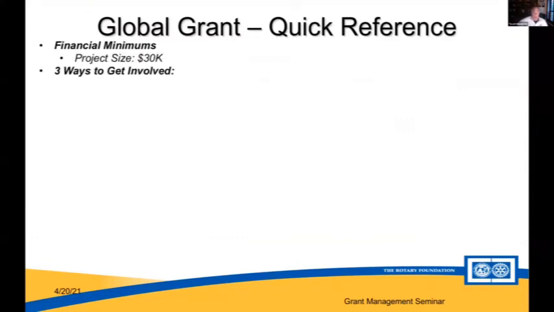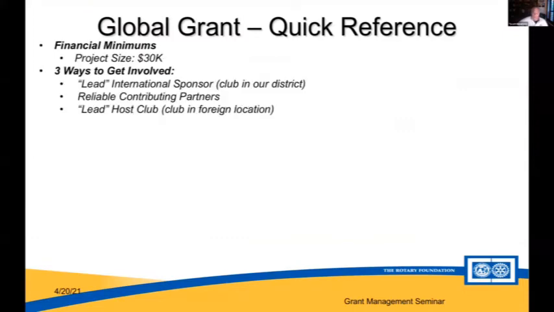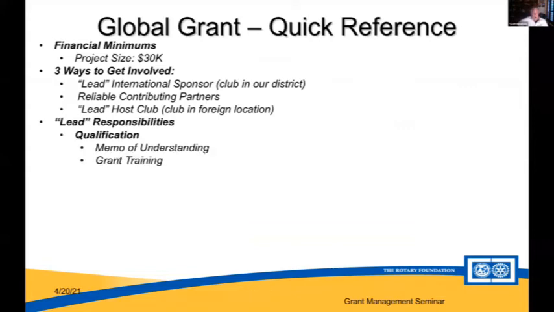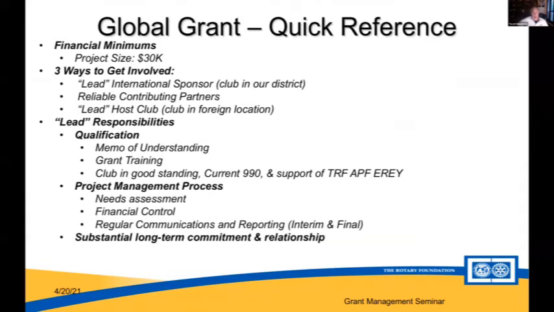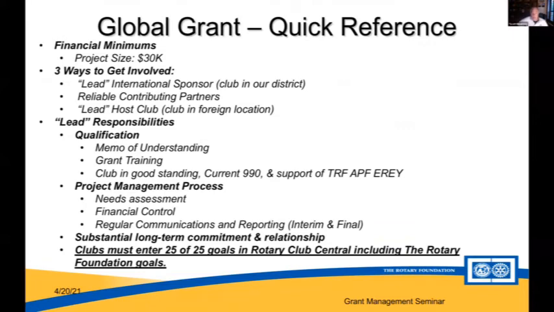Okay, quick reference, got to be $30,000. Multiple ways to find out about an opportunity to participate or to lead a global grant as an international sponsor or working with the host club. Lead means getting qualified, MOUs, grant training, good standing, current 990, support of TRF, good project management process, and a substantial long-term commitment and relationship. And again, we've talked about entering goals in Rotary Club Central.